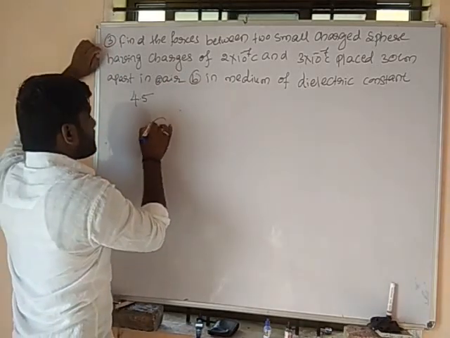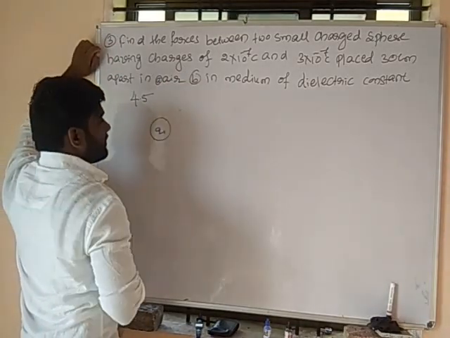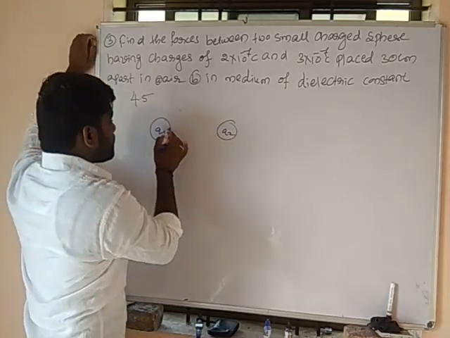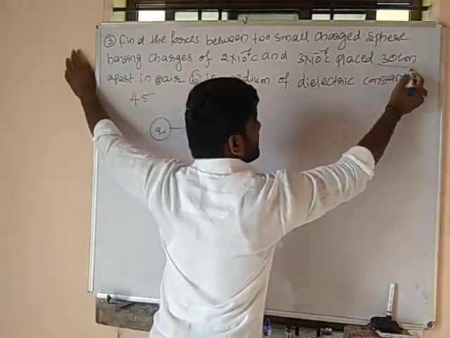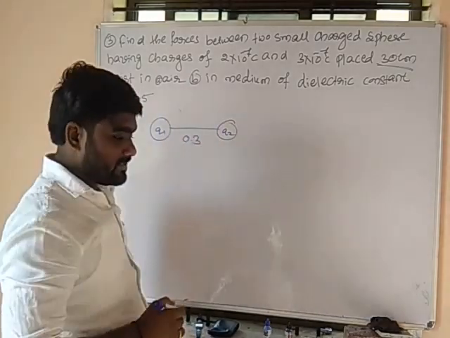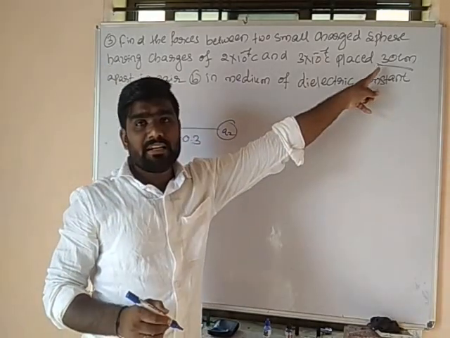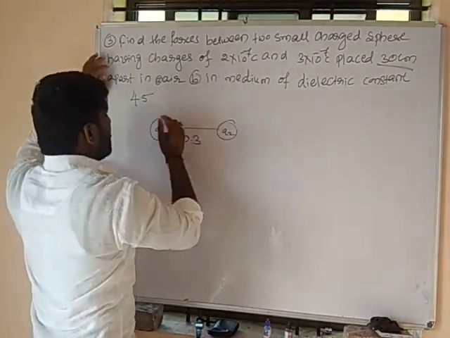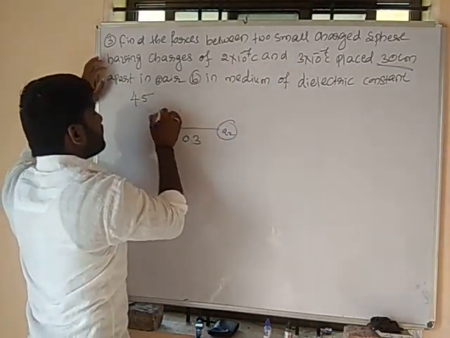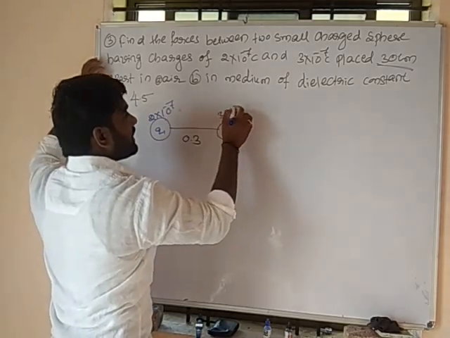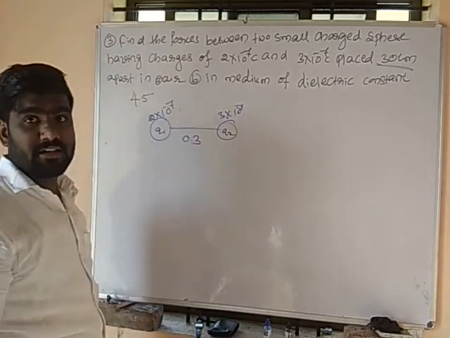See here. Find the forces between. Let us consider, this will be your Q1, here will be your Q2. These two are separated by a distance. Shall I write 0.3 meter? Because 30 centimeter means what? 0.3 meter, I am converting. Q1 is given, it will be 2 into 10 to the power minus 7. And Q2 is given, 3 into 10 to the power minus 7.